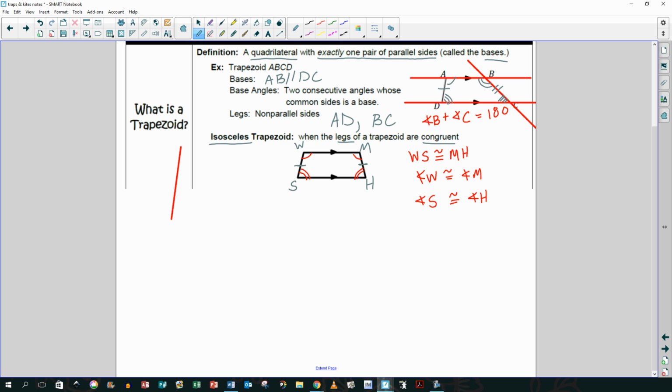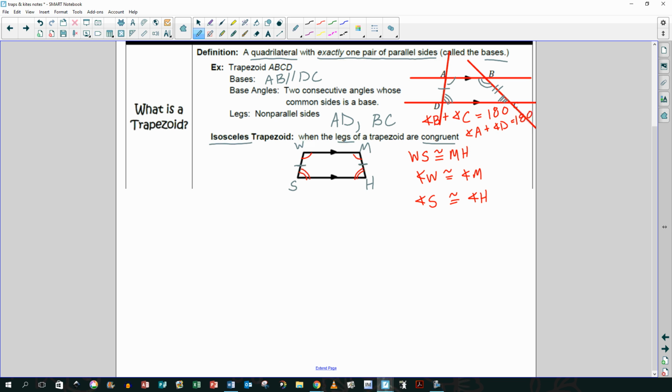Well, if that's the case, is it going to work on the other side also? Yes. Now AD is going to act like a transversal. So then that means that angle A plus angle D equals 180. Does that make sense? Okay.